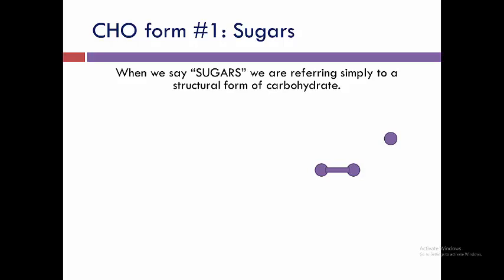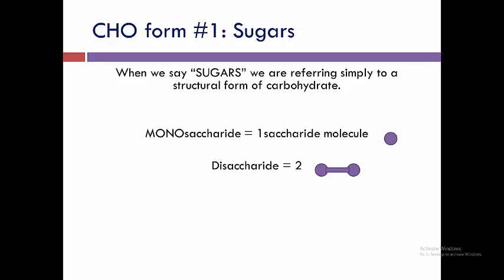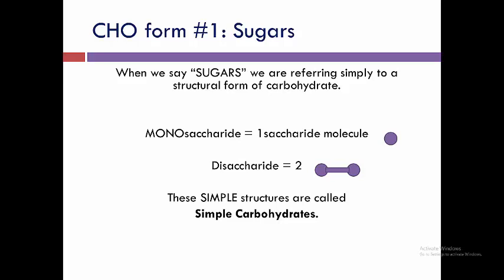So the first form, sugars, simply refers to a structural form of carbohydrate, either a monosaccharide or a disaccharide. Now, hopefully, common knowledge tells you that mono is one and di is two. So a single saccharide molecule that's not linked to any others is a monosaccharide. And if you link two saccharides together, well, it's a disaccharide. What we can certainly agree on is that these are very simple structures. So in nutrition science, we just call them simple carbohydrates.